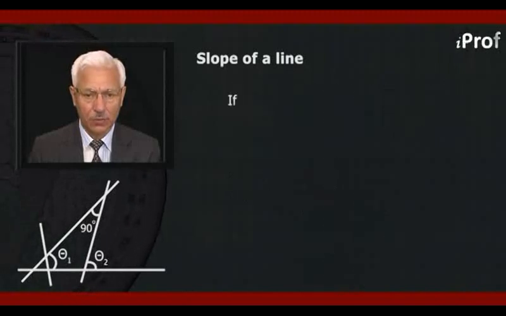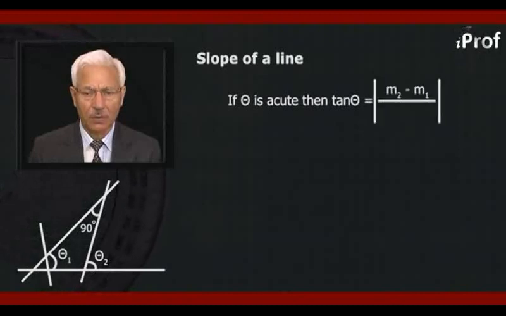If theta is acute, then we take tangent theta equal to modulus of (m2 minus m1) upon (1 plus m1 m2).